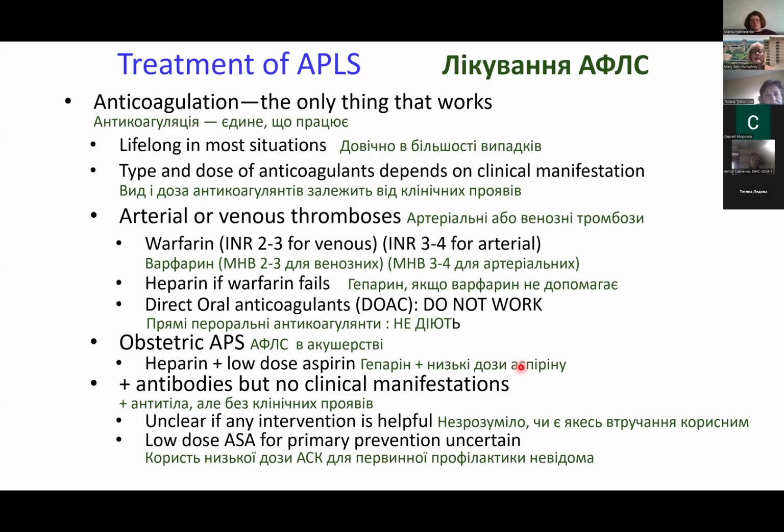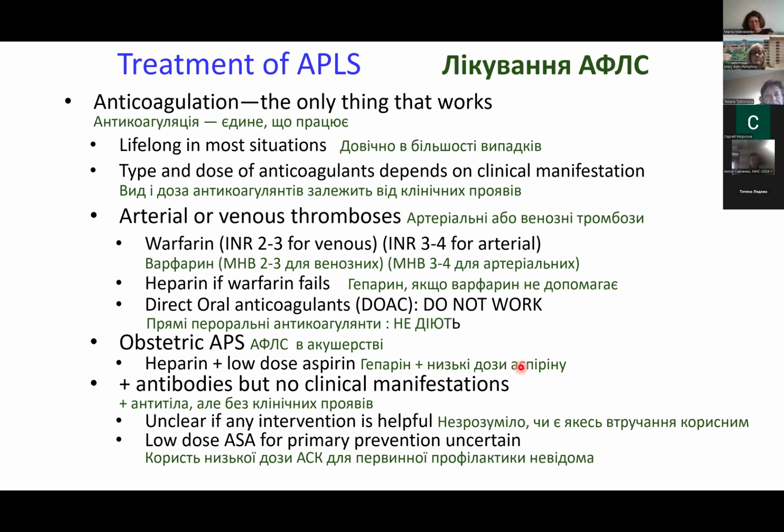So it's really anticoagulation is the only thing that works. And unfortunately, this is lifelong in most patients. So once they go on anticoagulation, they need to stay on anticoagulation. The type and dose of anticoagulation depends on the clinical manifestations. So if somebody is having arterial or venous thrombosis, then the best drug to use is actually still warfarin.